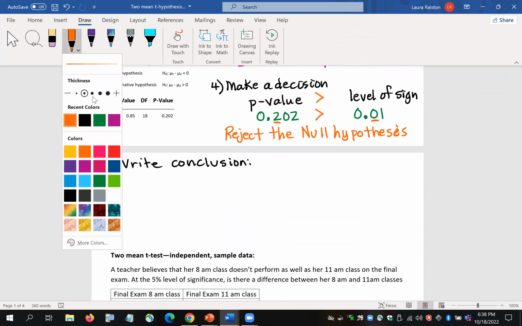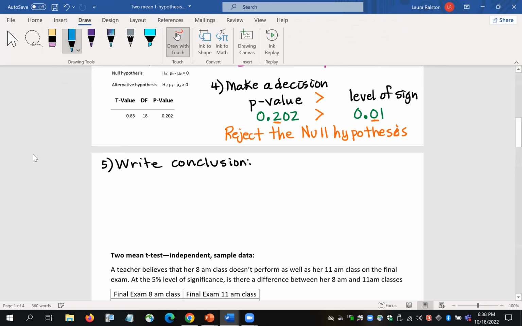Now there's a variety of ways that you could say it. You always include your level of significance. So I would say at the 0.01 level of significance. Jada, go ahead.